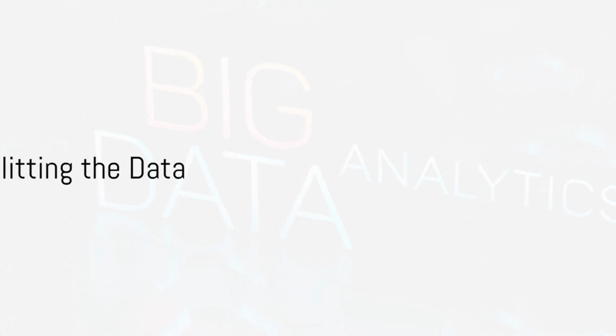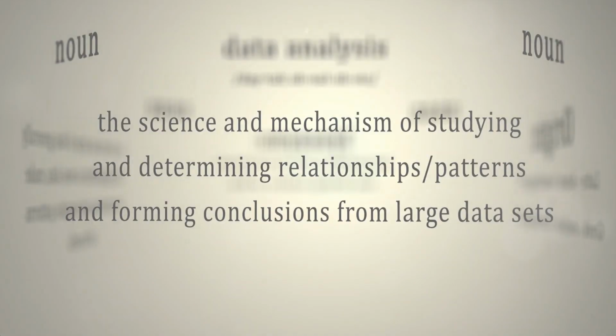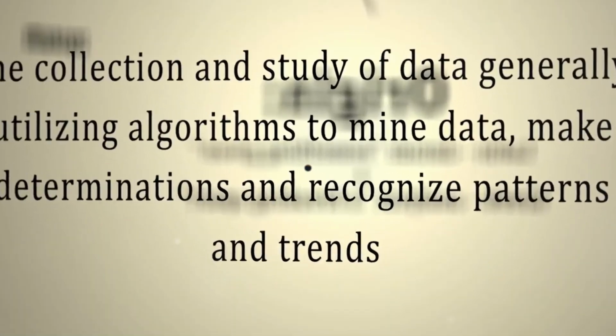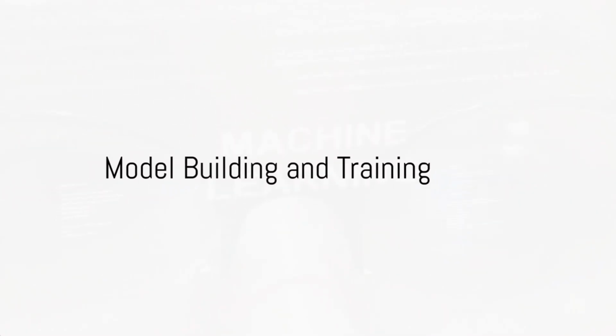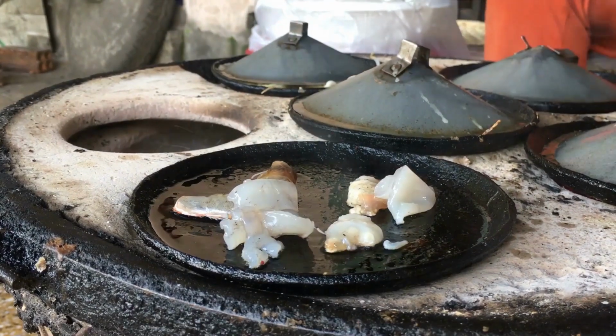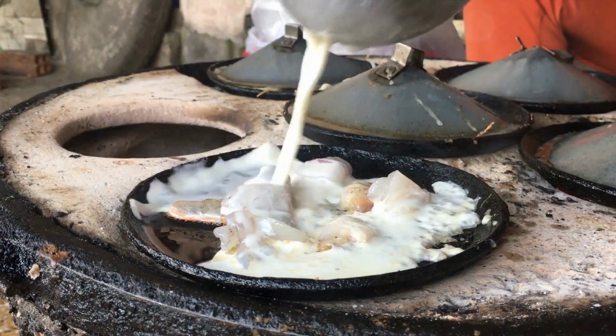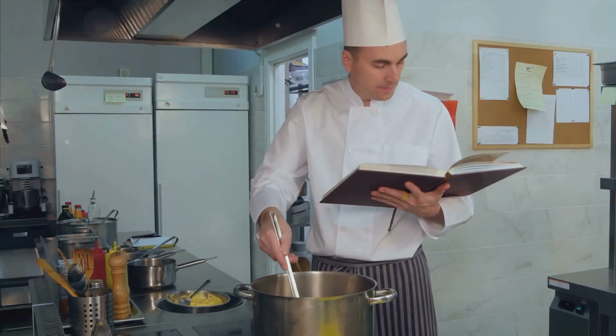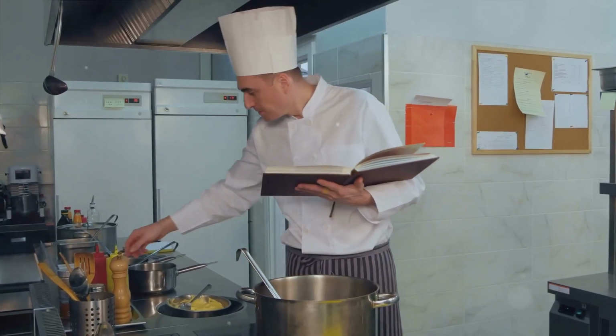Next, we split the data, separating it into portions for cooking and tasting, much like a train test split in machine learning. Then we move to model building and training. We choose a model just as we would select a cooking method based on our recipe. We then fit the model, training it on the data, similar to following a recipe and cooking a dish.